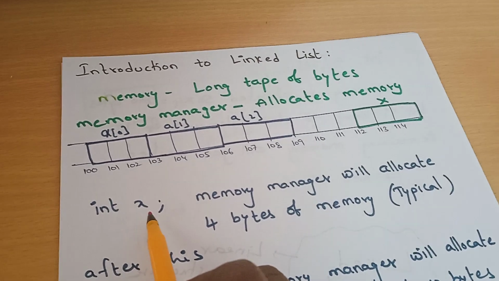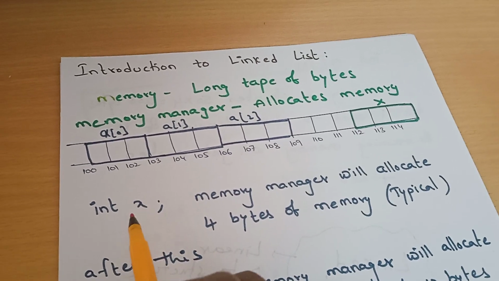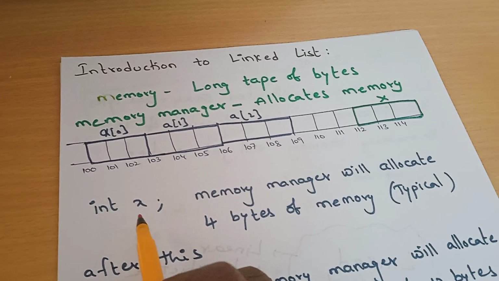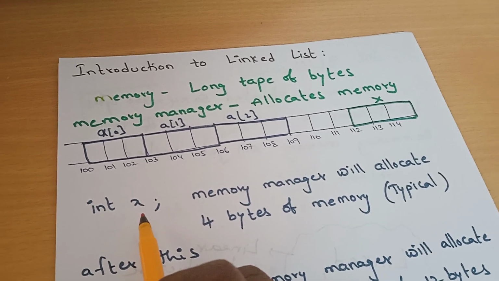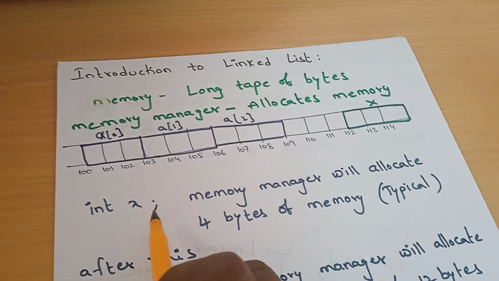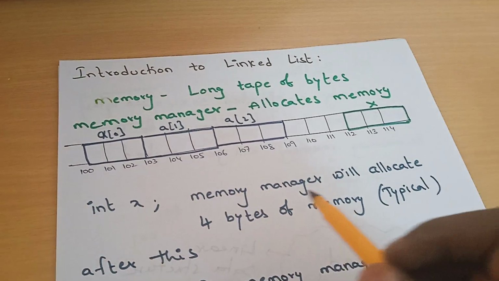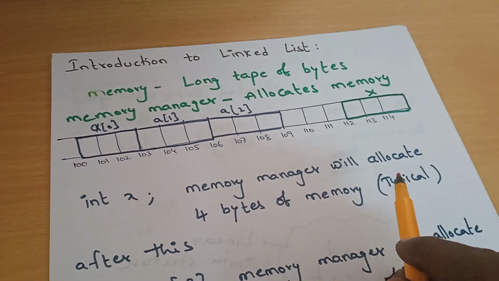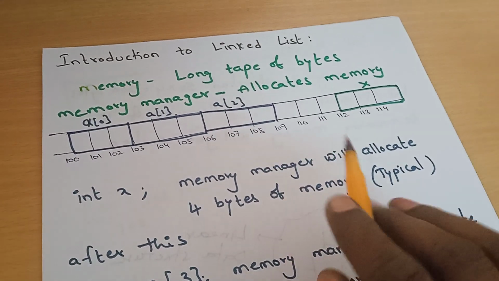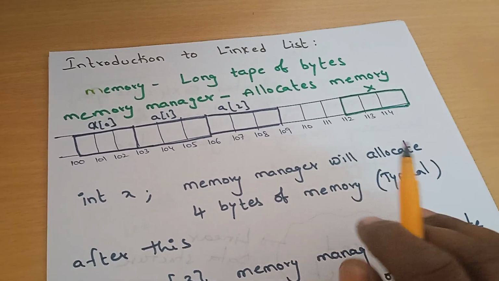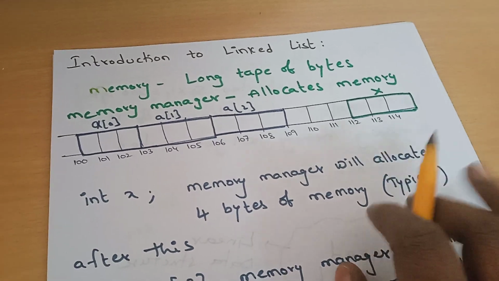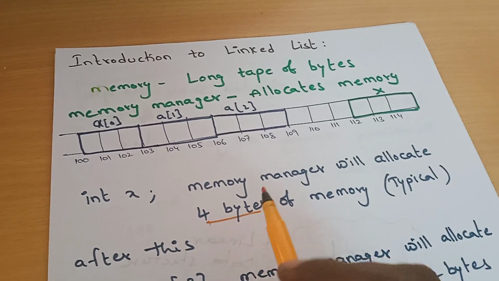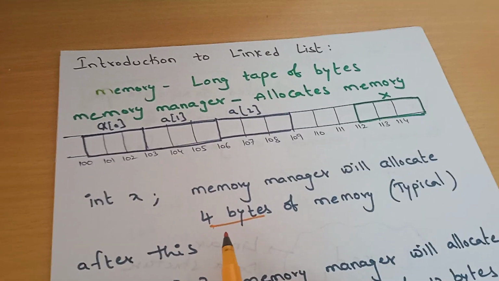The moment it compiles this line int x, the memory manager will allocate 4 bytes of memory. I told you already in the previous videos that 4 bytes will be allocated if it is a typical processor, and 2 bytes can also be allocated if it is a traditional computer. Now I'm taking the example of 4 bytes. Even in the previous videos I took the example of 4 bytes.